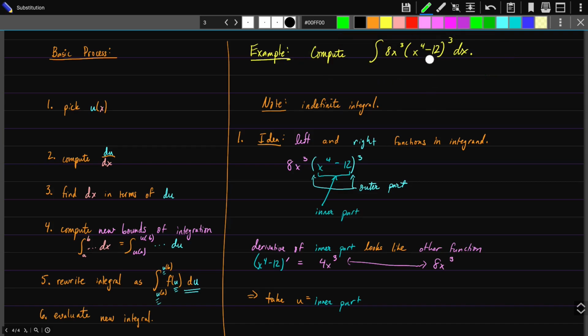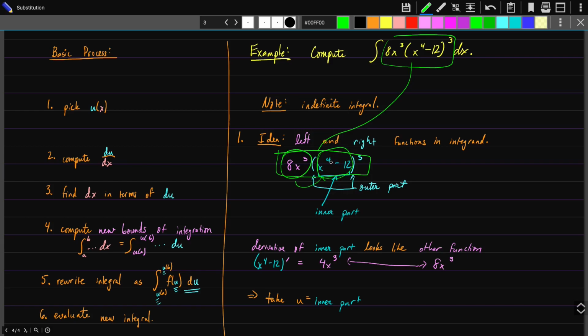So in my integrand here, really I've got two terms. I've got a left term and a right term. So whenever you've got two terms in your integrand, and one of those terms has an inner function and an outer function, usually the substitution that you want to use is the inner function of the term that has an inner function. And usually the thing you want to do is check if the derivative of that inner part is anything like the other factor in the integrand.